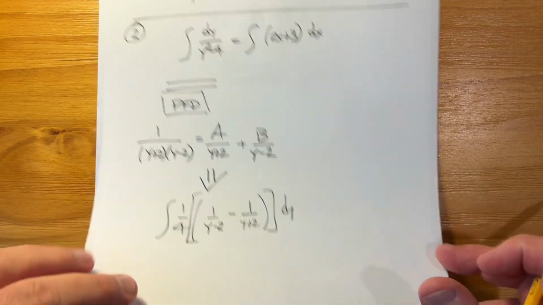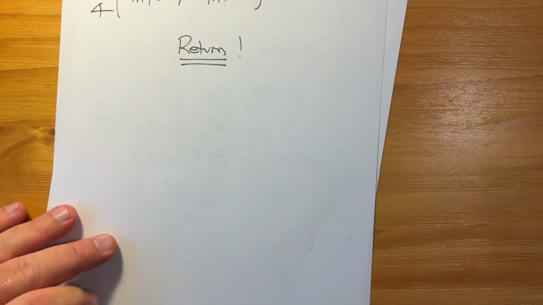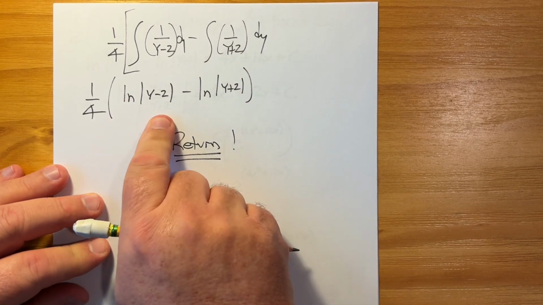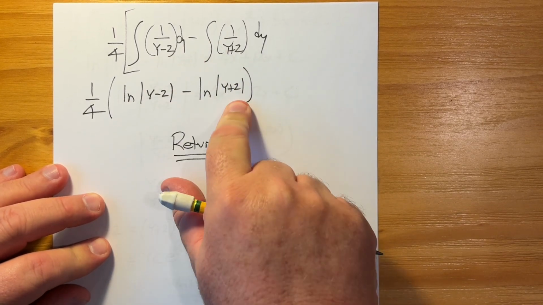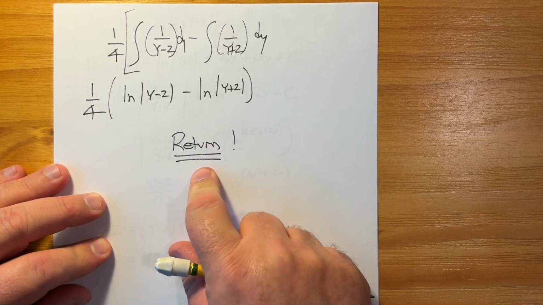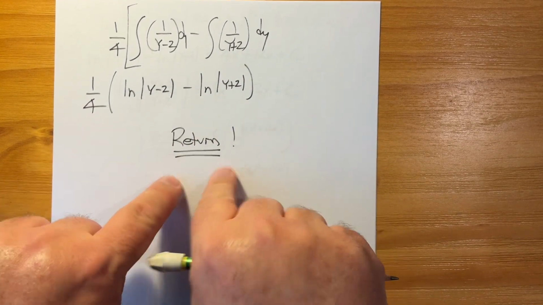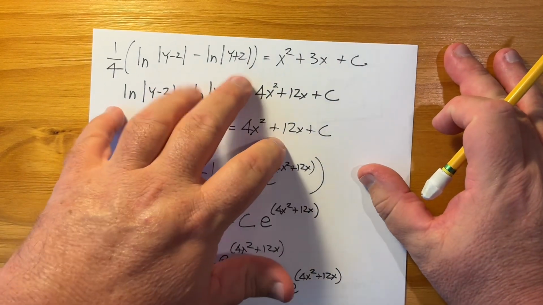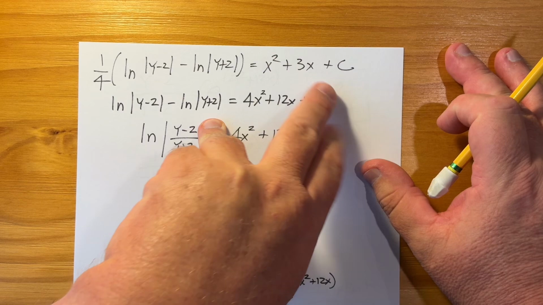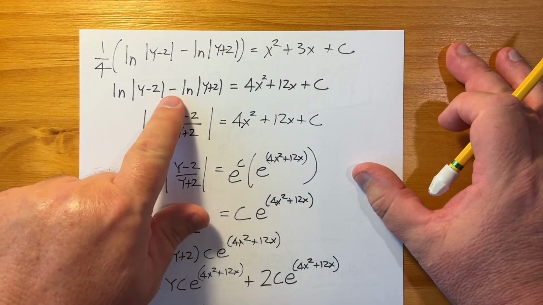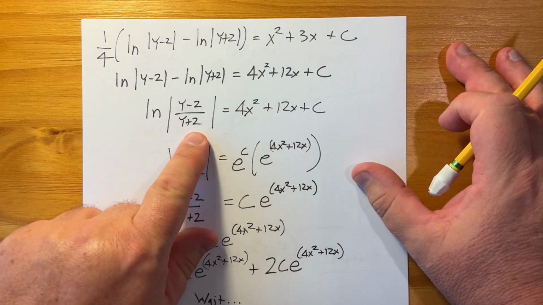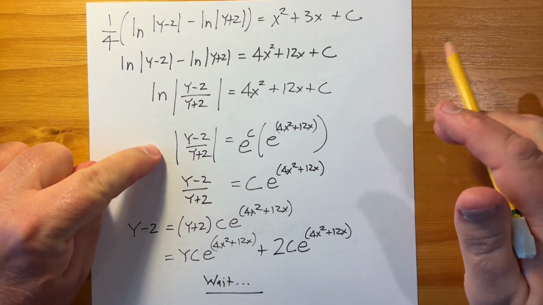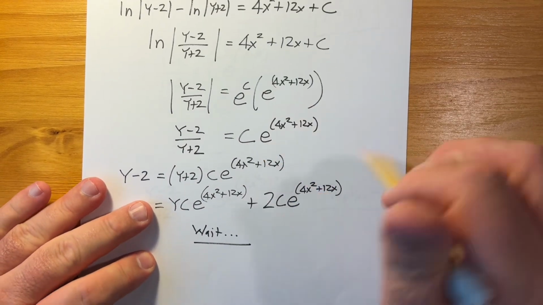Pull that 1/4 out, and then we get this. So this is ln of the absolute value of y minus 2 minus ln of the absolute value of y plus 2. Take this, return back to the original problem. That's that left side. Then we integrate the right side, x squared plus 3x plus c. When we're subtracting, remember we turn that into a rational expression. We have our ln, and then I'm going to e to the, right? Bring that c down, change it to new c.